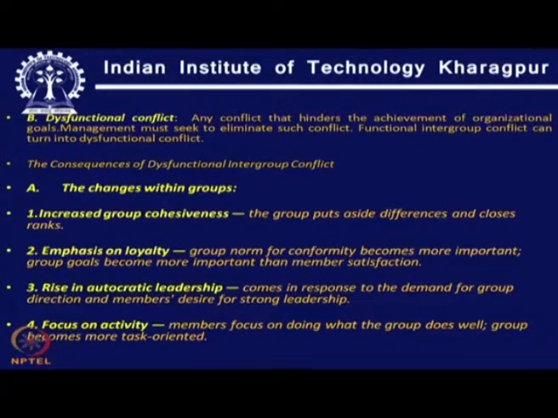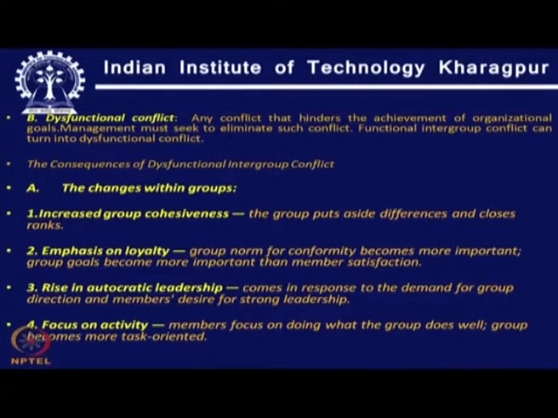What we generally discuss, and what flashes in our mind immediately when we hear the word conflict, is what we call dysfunctional conflict. So, any conflict that hinders the achievement of an organizational goal is called dysfunctional conflict. Management must seek to eliminate such conflict.